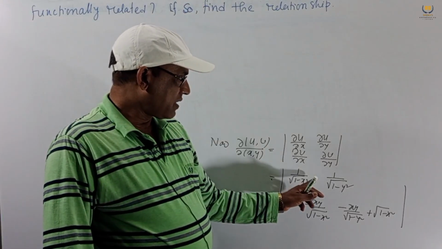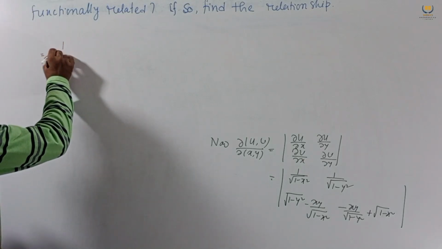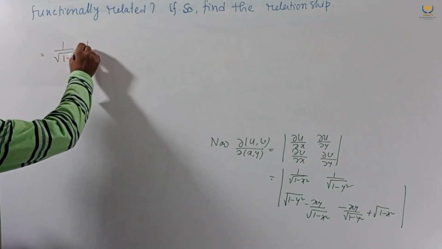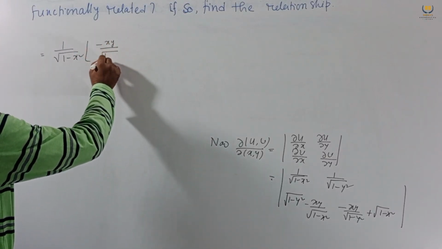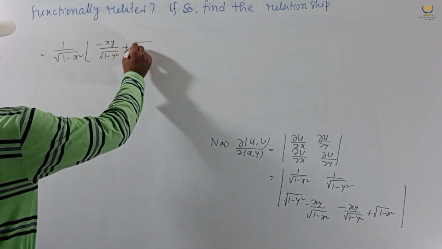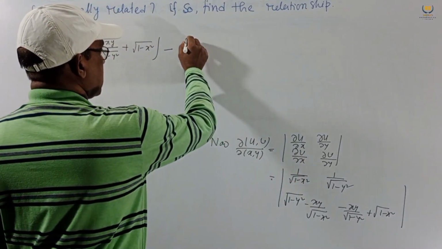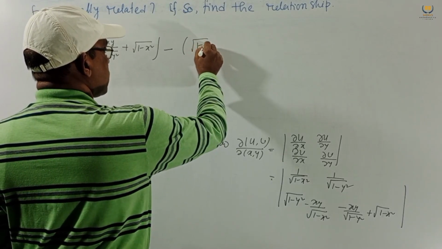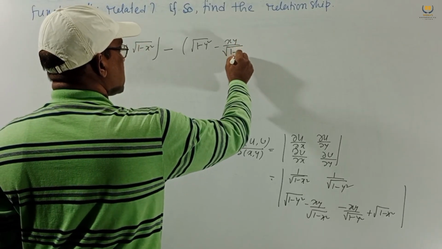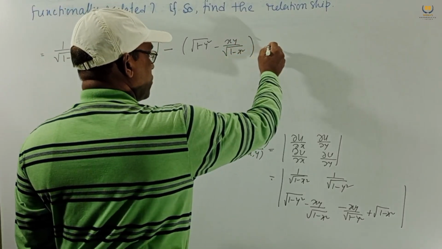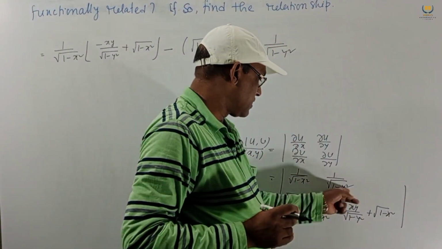Now we expand this determinant, this into this minus this into this. So if we expand, then we get 1 by root over 1 minus x square into minus xy by root over 1 minus y square, plus root over 1 minus x square minus this root over 1 minus y square, minus xy by root over 1 minus x square into 1 by root over 1 minus y square. This into this minus this into this.